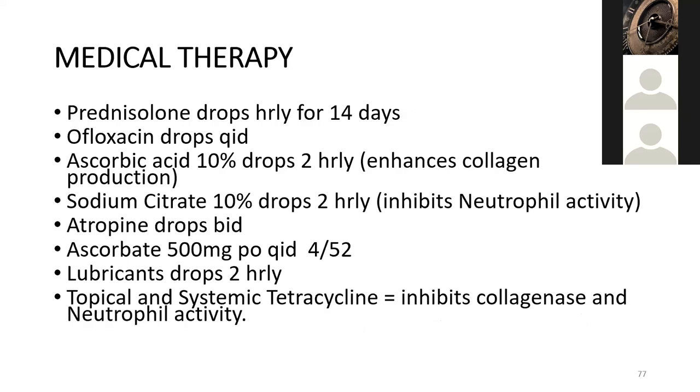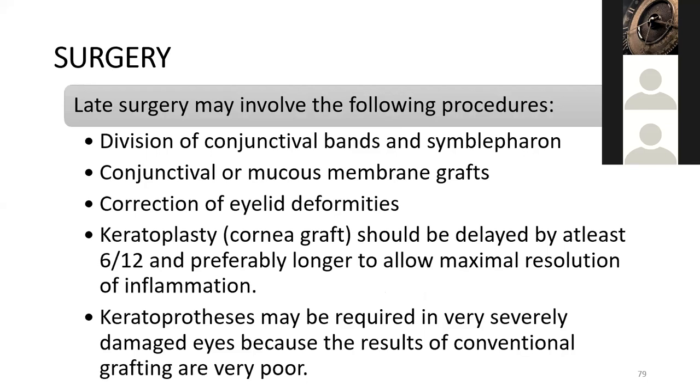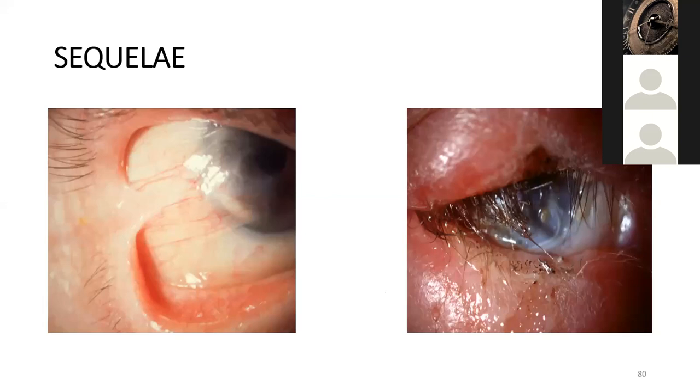This is some of the medical therapy. Eye surgery may be necessary to revascularize the limbus, restore limbal stem cell population, and reestablish the fornices. The actual procedure, you will not be required to do; that is for ophthalmologists. Then there may be late surgery, which may be needed. Here are some of the complications. You can see here that the eyelids are adherent to the eyeball, and the cornea is scarred.